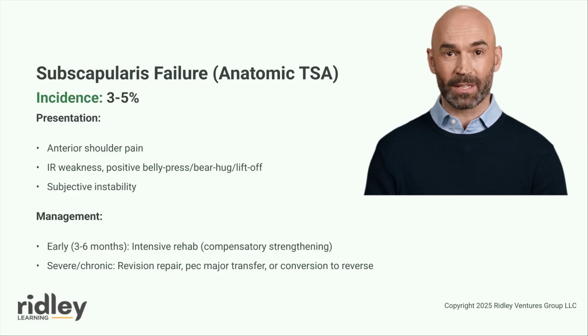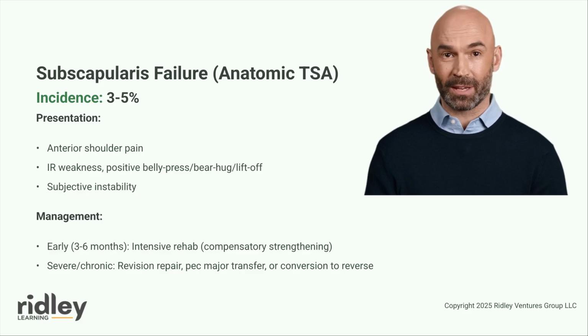The subscapularis is typically tenotomized or peeled from the lesser tuberosity to provide surgical exposure during anatomic arthroplasty, and secure anatomic repair at the conclusion of the procedure is critical for restoring anterior stability, internal rotation strength, and preventing eccentric loading of the prosthesis. Failure of the subscapularis repair results in anterior shoulder pain, weakness of internal rotation, subjective instability, or dead arm sensation with forward elevation, and increased risk of anterior prosthetic subluxation or dislocation.